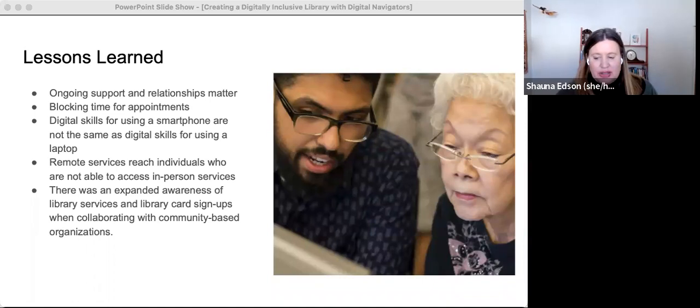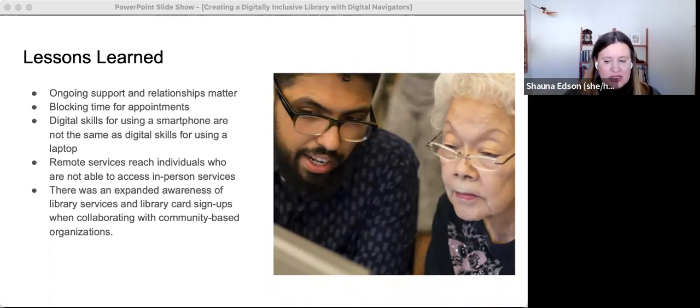So our data showed that 75% of digital navigator interactions take 15 minutes or more. The majority of the sessions were a little longer than we thought. We thought perhaps there were some things that could be done much quicker, but giving digital navigators the time to be able to work with people in a direct and sustained interaction was very important.